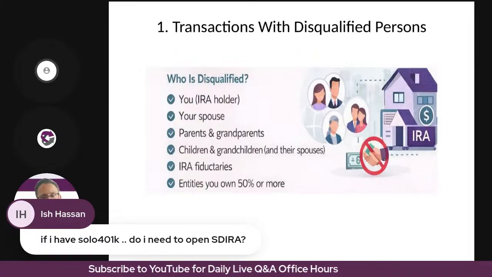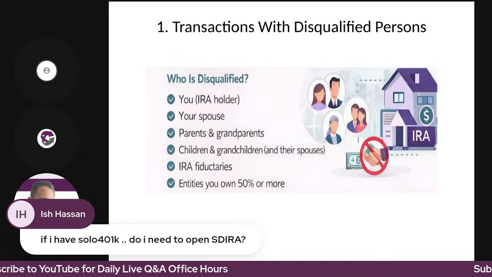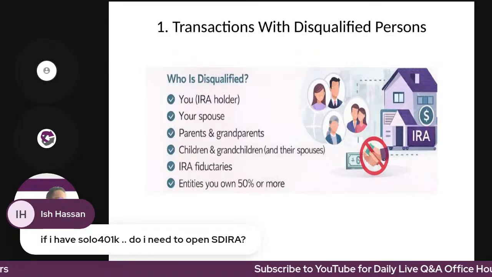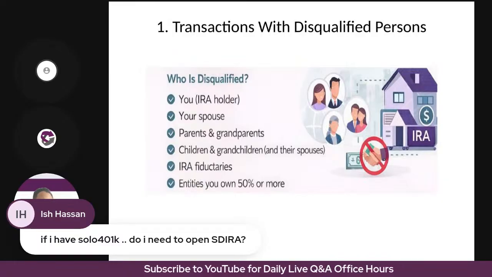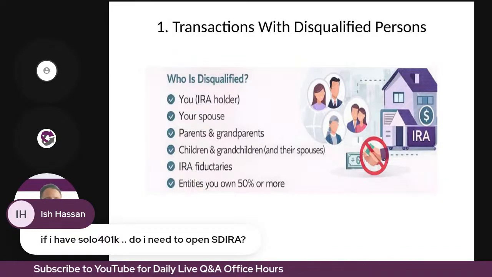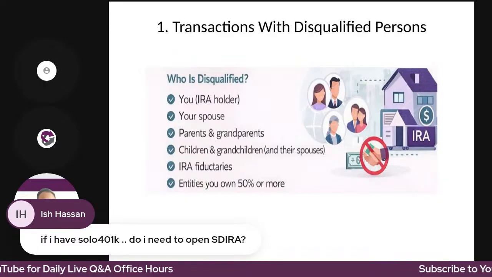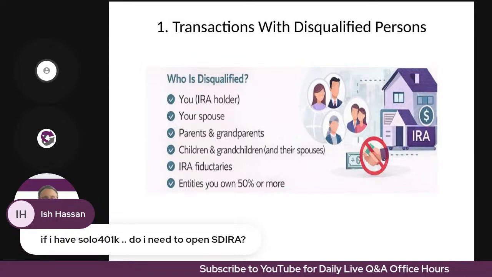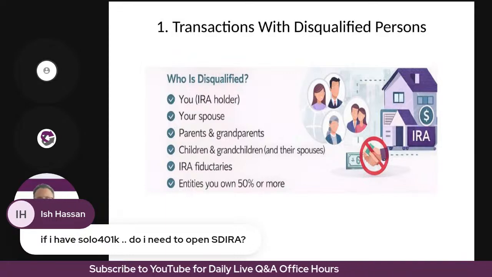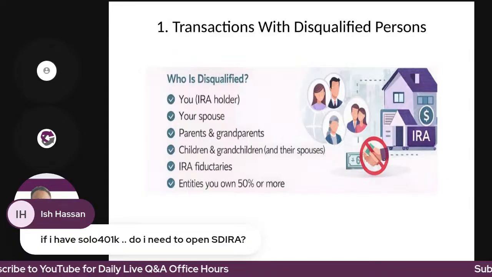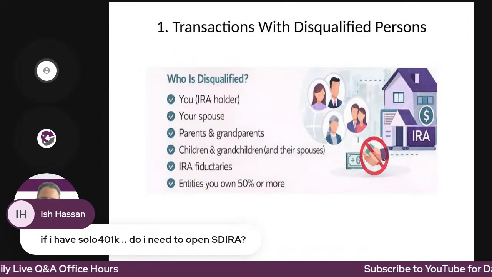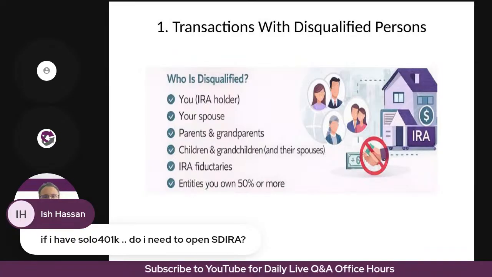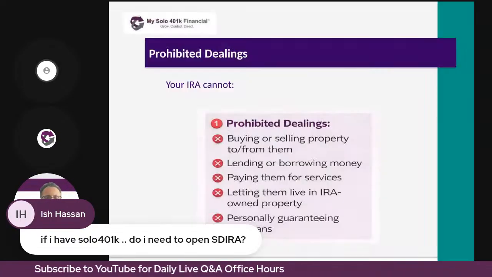And you can learn more about these regulations and disqualified parties by referencing IRS code 4975, which is the section of the IRS code that deals with prohibited self-directed IRA transactions. So obviously understanding this list is critical because many prohibited transactions stem from self-dealing with these individuals or entities. And again, this same list here applies to solo 401k plans. So let's talk about a prohibited transaction with a disqualified person.